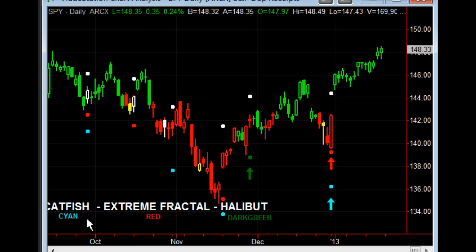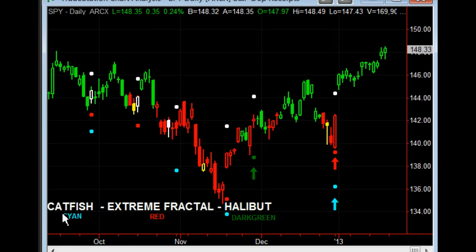Further, in creating those same kind of ones, and you're familiar with these, catfish, it's a cyan dot, the extreme fractal, which is the red dot below price, as opposed to the red dot above, and the halibut. There's a little green one, dark green right there with the arrow. And what you'll get for these is sometimes a series. And you'll see a cyan dot, a red dot, you may even see an orange dot, and they can all develop in a row. And they're all distinct configurations, so when you see them all together, it's a much more powerful combination.